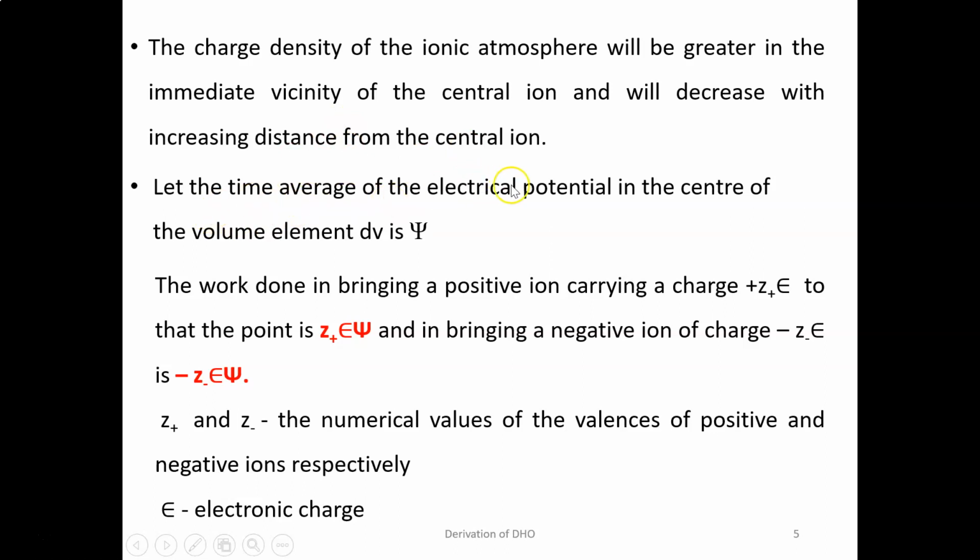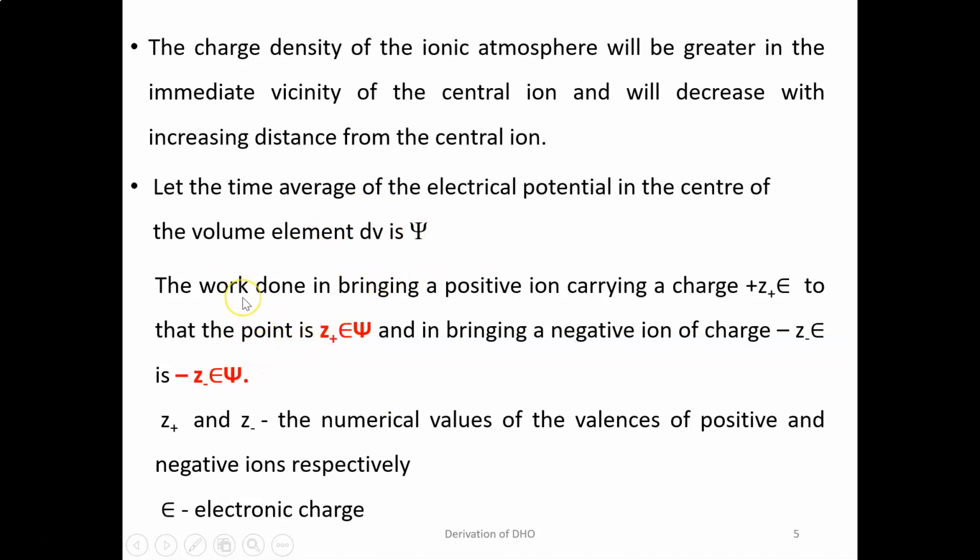And let the time average of the electric potential at the center of the volume element dV be psi. So this is the electrical potential at the center of the volume element. The work done in bringing a positive ion carrying a charge +Z+ epsilon to that point is Z+ epsilon psi. So what we are considering now is that we are trying to bring charged ions, so other ions, to that particular volume element. This volume element constitutes a part of the ionic atmosphere, and we are trying to bring positive as well as negative ions into that volume element.